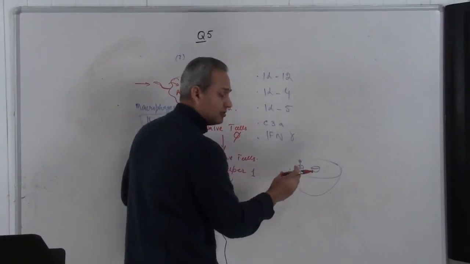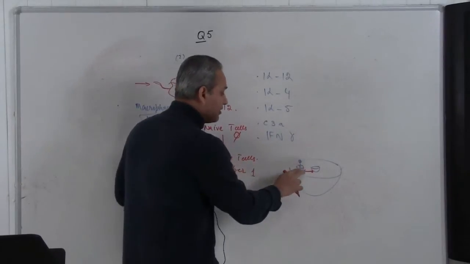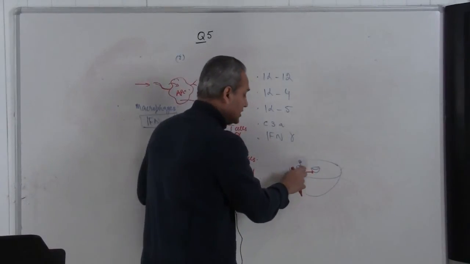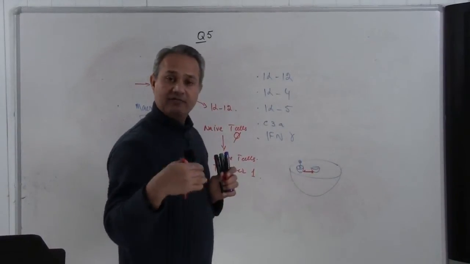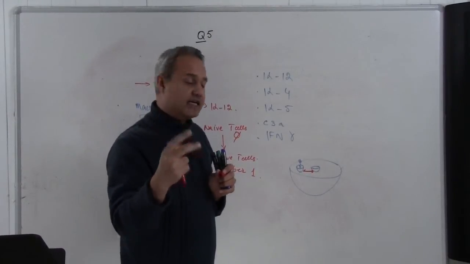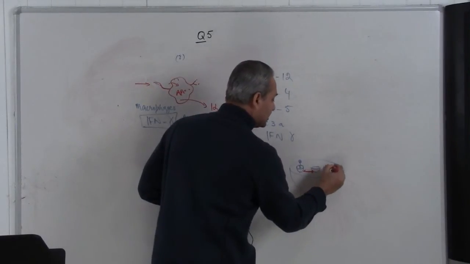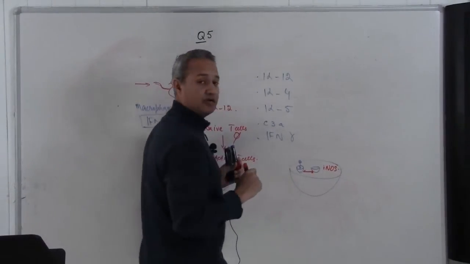So that fusion would cause the formation of phagolysosome. Once a phagolysosome is produced, that would of course cause the killing of this pathogen. So that is one way of activating a macrophage. The second way of the activation of the macrophage is that we develop inducible nitric oxide substances, INOs.